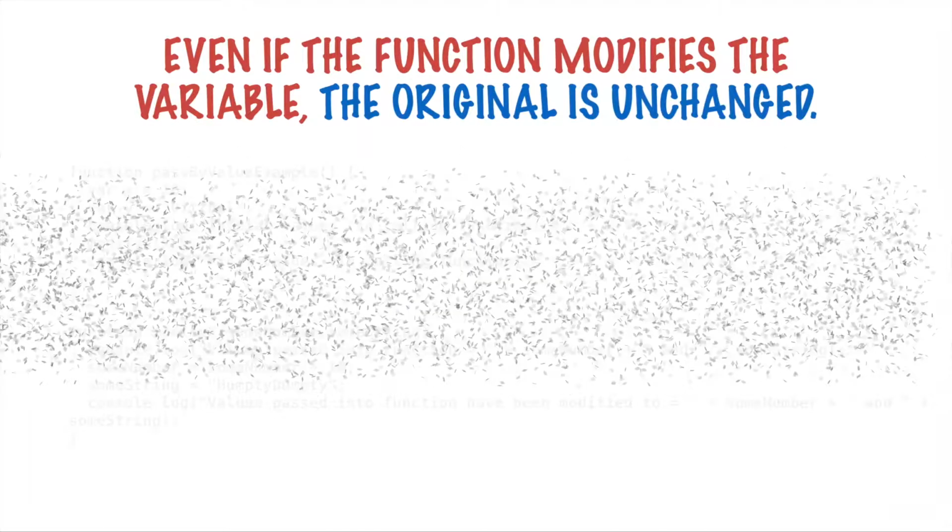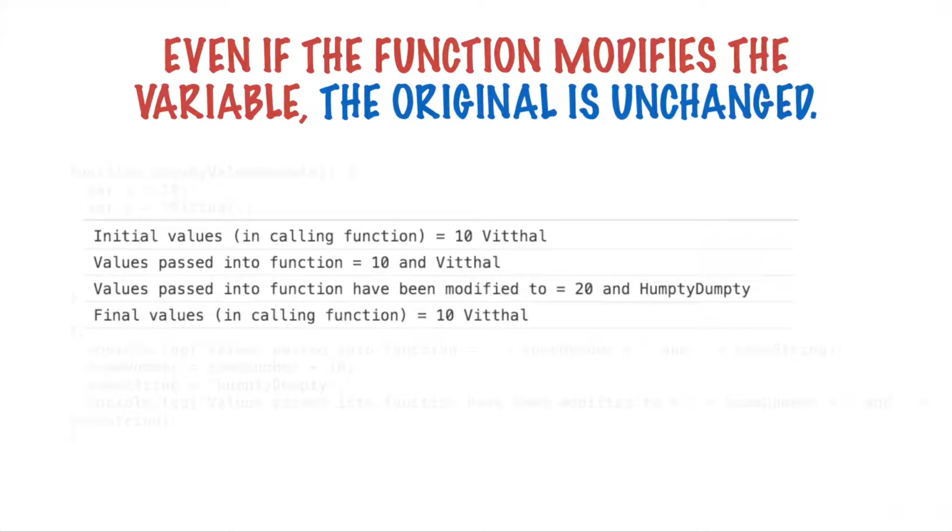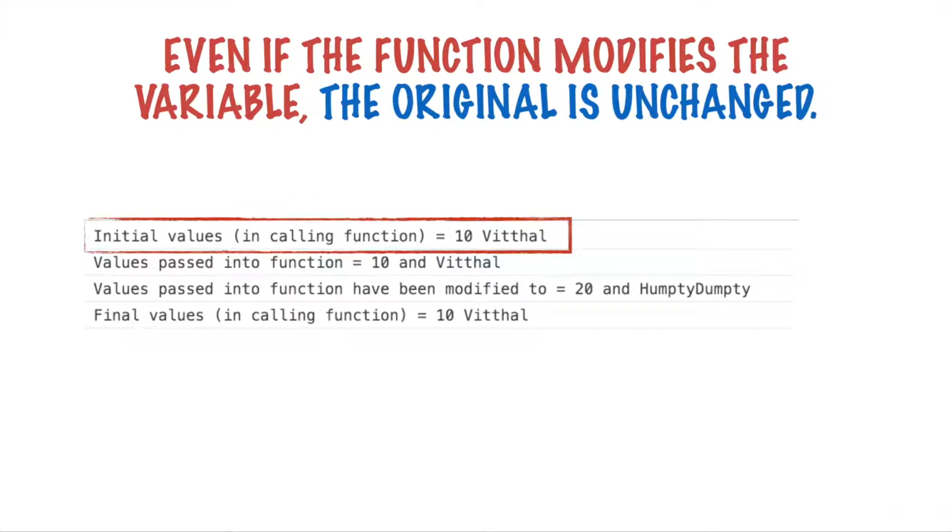Now, when we run this, what do we get? This is the output that's printed to the console when we run this bit of JavaScript code. Let's parse this one line at a time. The initial values in the calling function, and the calling function is the function which called modify x, is 10 and Vitthal. That was the original values assigned to the variable x and to the variable y.